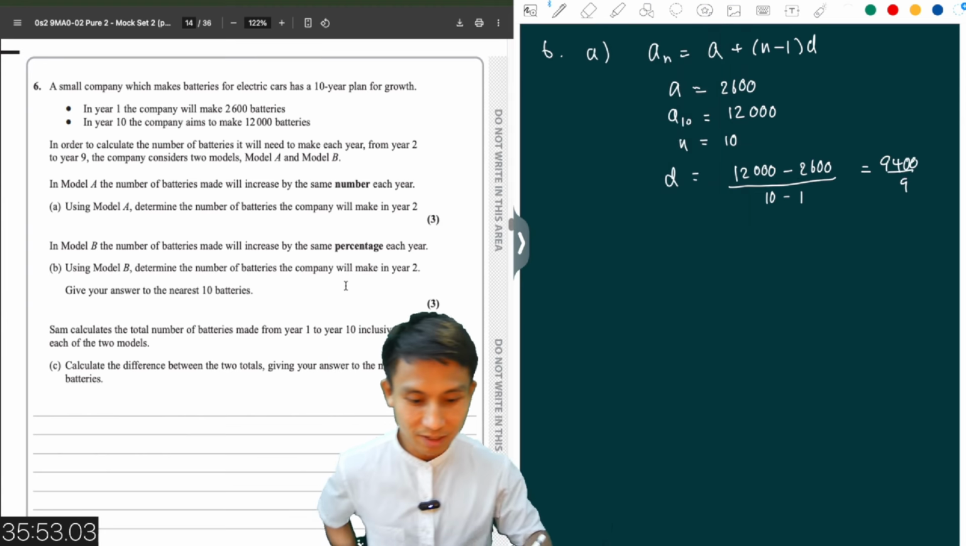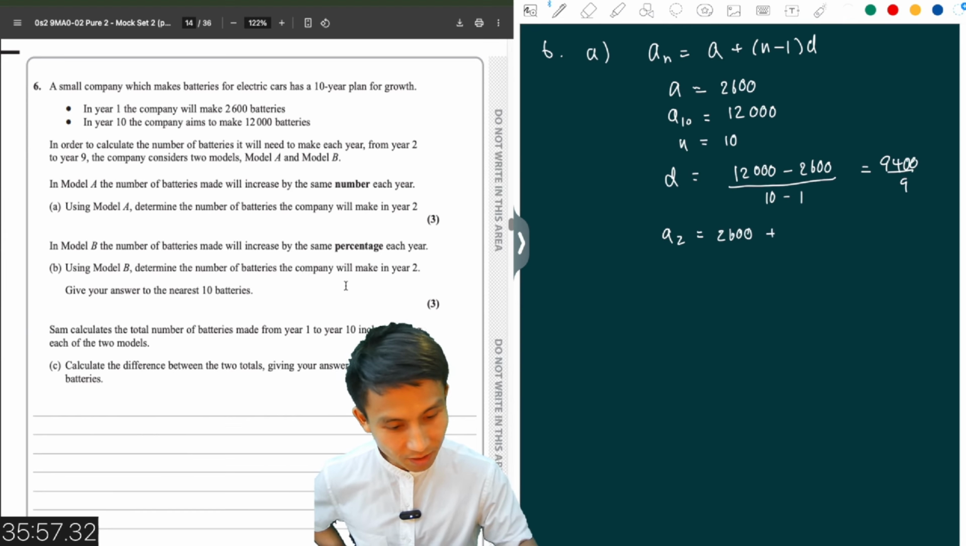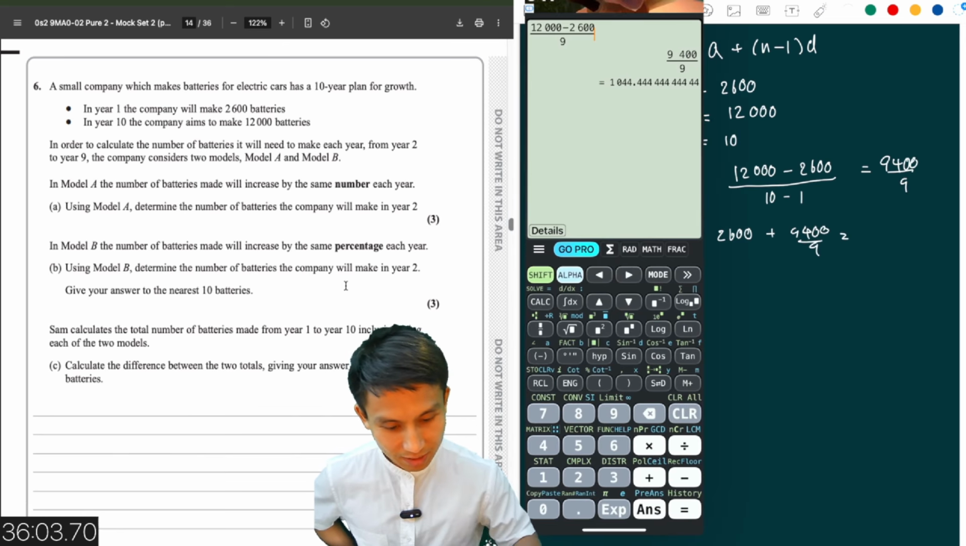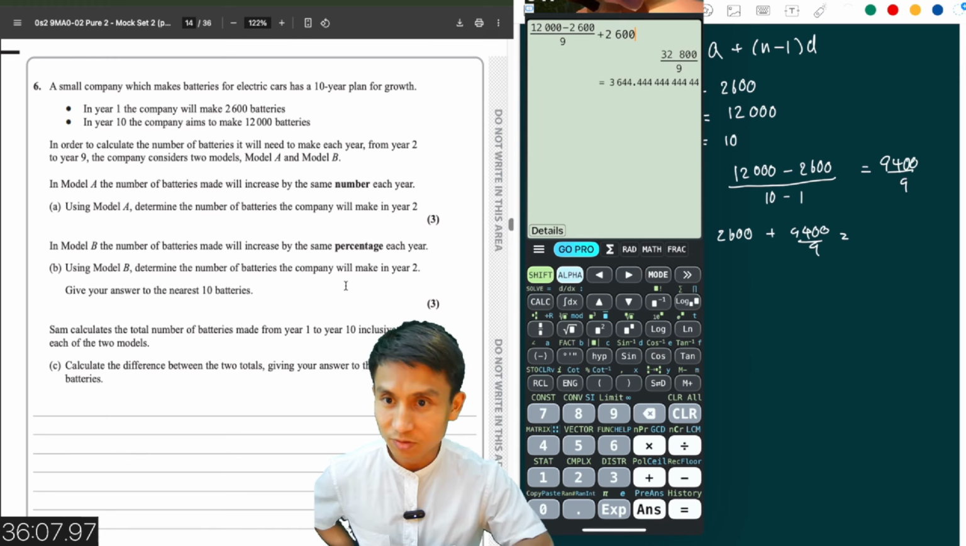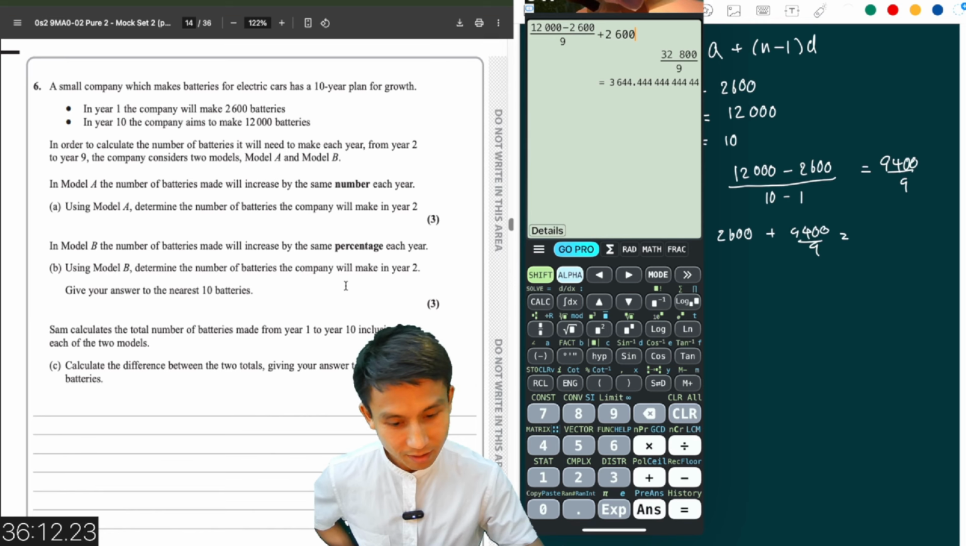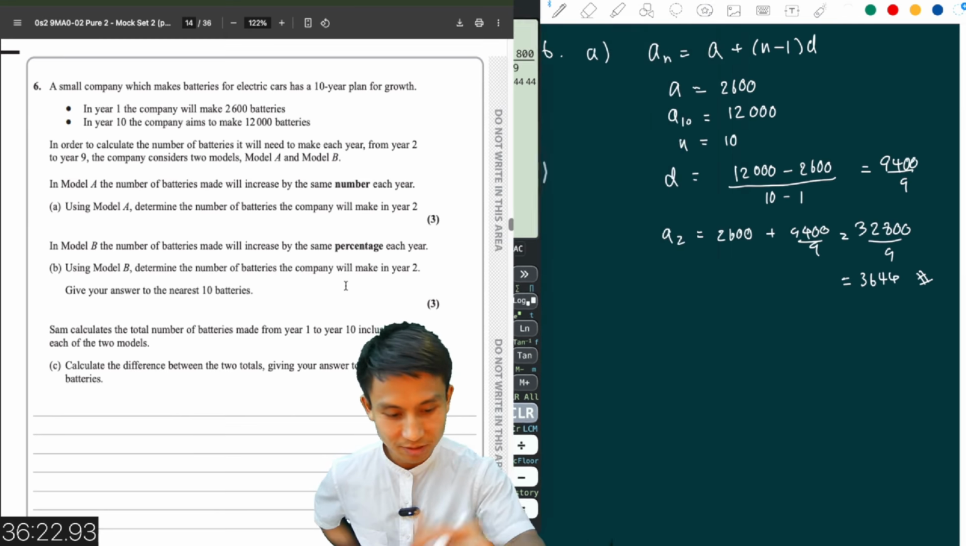So I'm just going to take that number, but I keep it as a fraction to keep it exact. We want to find a_2, so that's just a_1 plus one of the common difference, which is that. I'm just going to add that to 2600. So that's year 2 already. And that is just 32,800 divided by 9, so let's make that 3644 batteries, if you round that to the nearest integer.